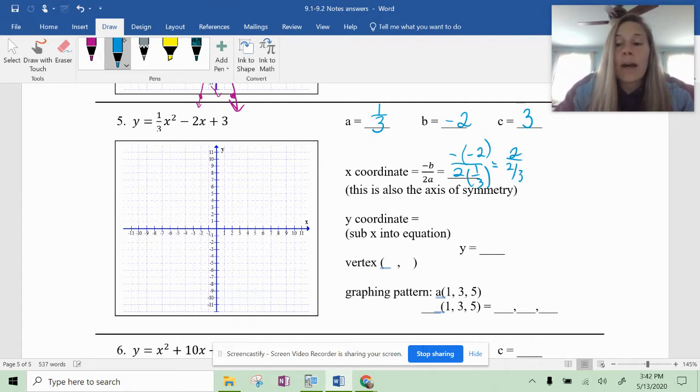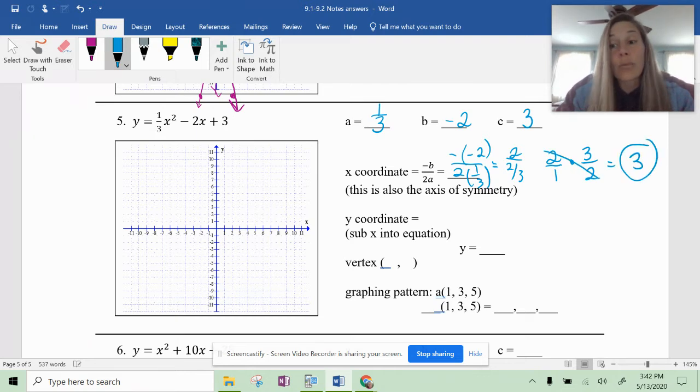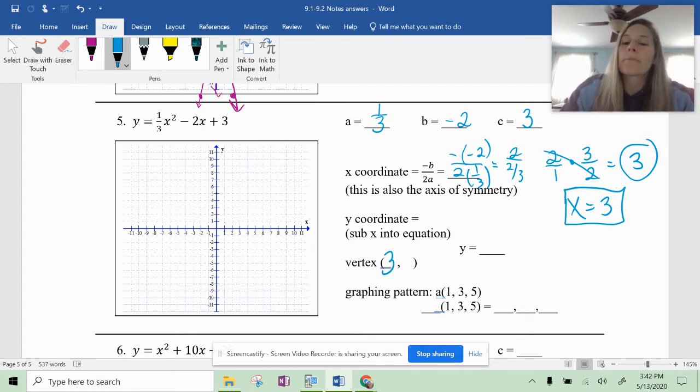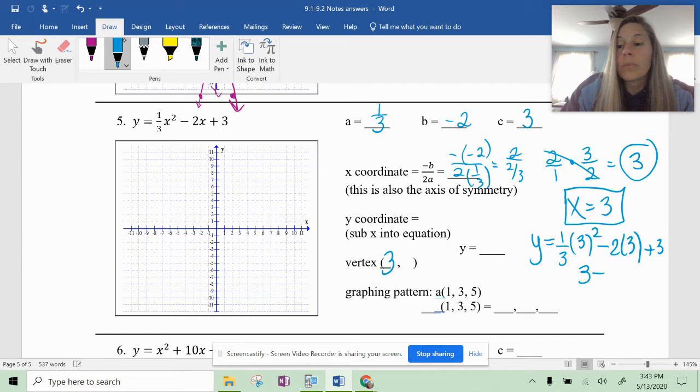So now we have 2 divided by 2/3. Now, 2 divided by 2/3 is really multiplied by 3/2, which equals 3. So x equals 3 is our axis of symmetry, and the 3 will also be the first part of our vertex. To find the second part of our vertex, we're going to substitute in 3. So we have 1/3 times 3 squared minus 2 times 3 plus 3. Well, 3 squared is 9, and 9 times 1/3 is 3, minus 6 plus 3, and that's going to be 0. So our vertex here is 3, 0.